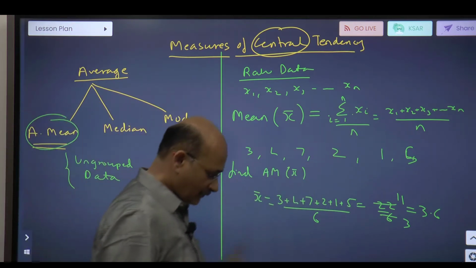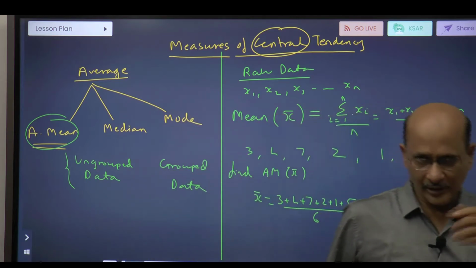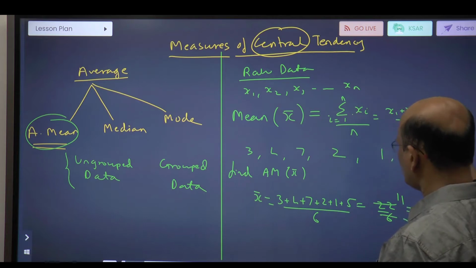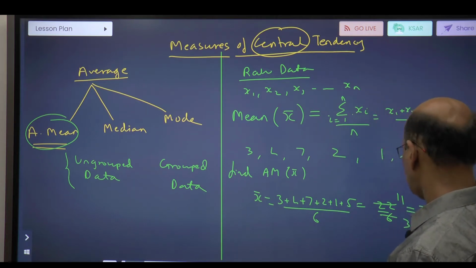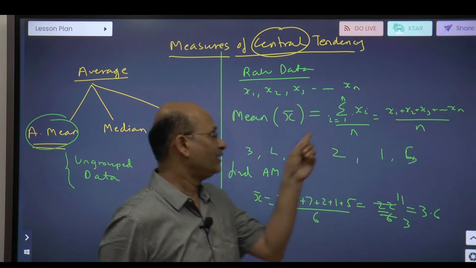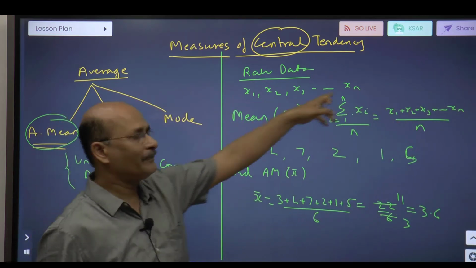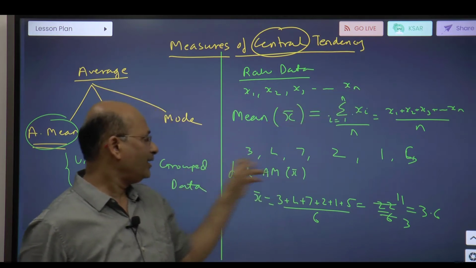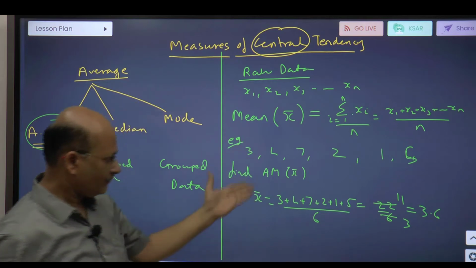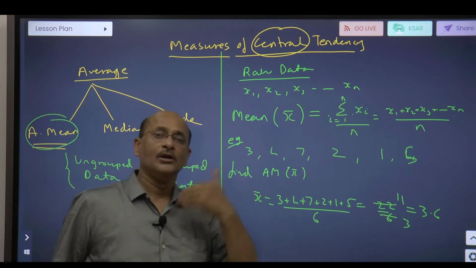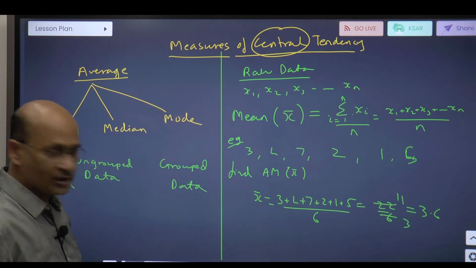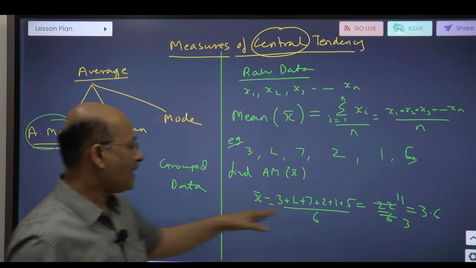Now something important which I want to share with you: this method is also called the direct method. But right now I don't want to give you a method name for this, because it's a very, very simple data which I had put across, a simple example. When we go ahead, I will tell you what the direct method, step deviation method and shortcut method are. So x bar is 3.6.